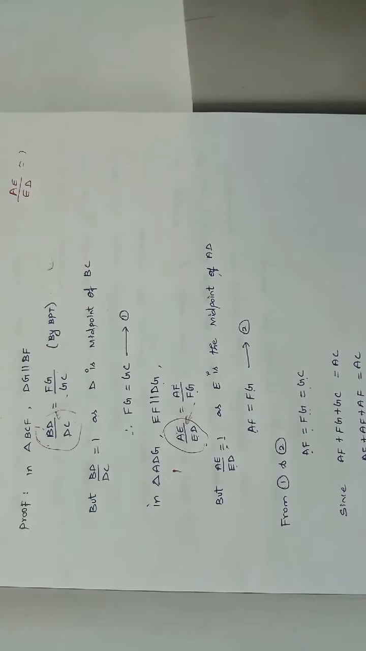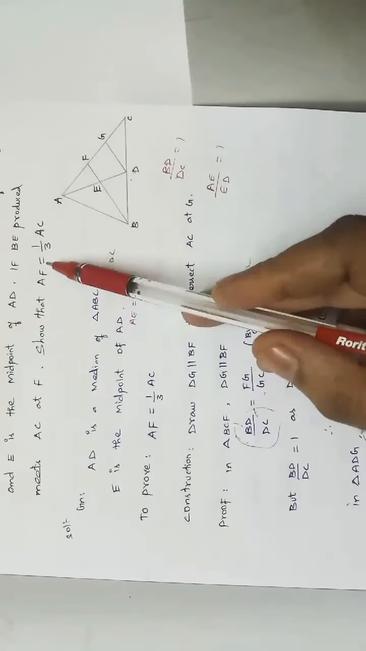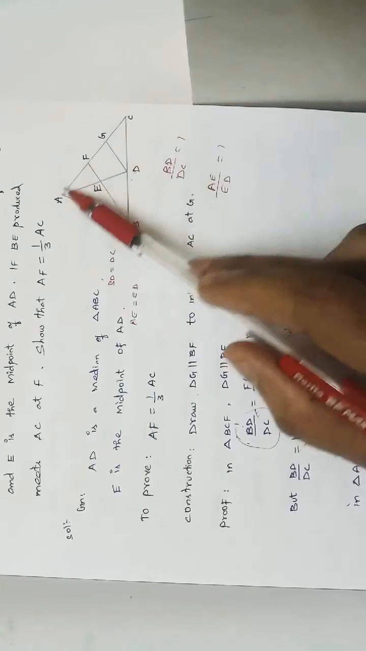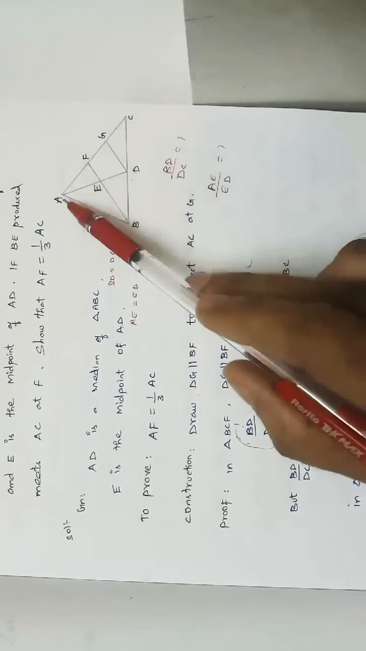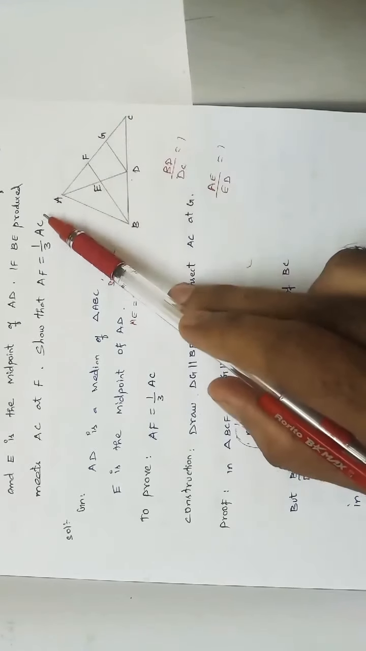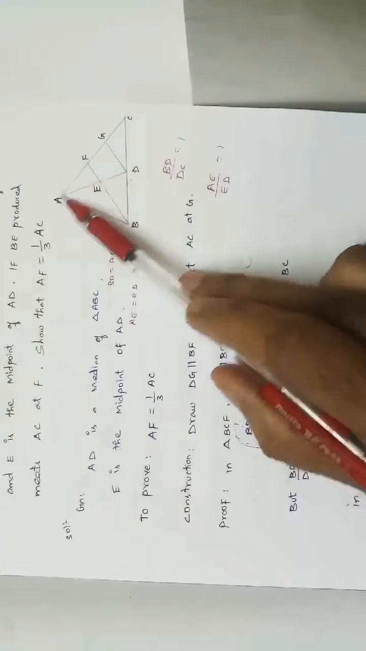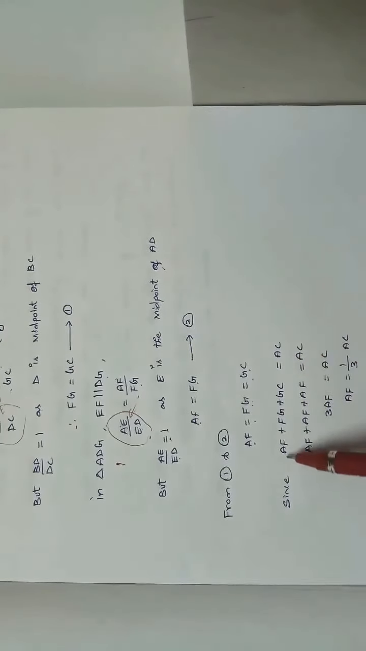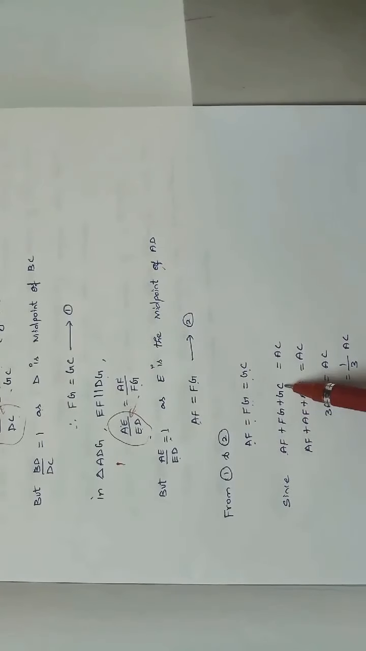Now what do we want to prove? We want to prove AF is equal to 1 by 3 of AC. See, AC is nothing but, how am I going to write AC? AC is equal to AF plus FG plus GC. Right? So I am going to write AC as AF plus FG plus GC.